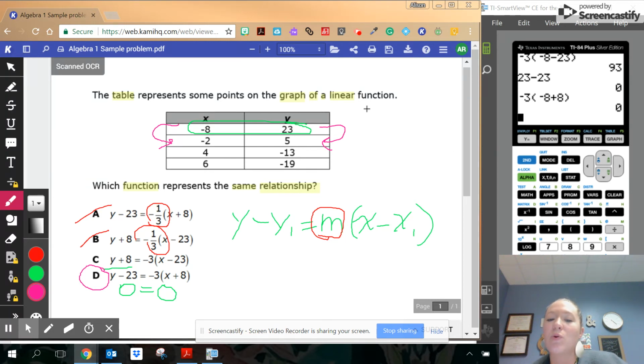Following this process where we found the slope, crossed off the answers that didn't match the slope, and then plugged in a value allowed me to find the correct answer for a problem like this one.